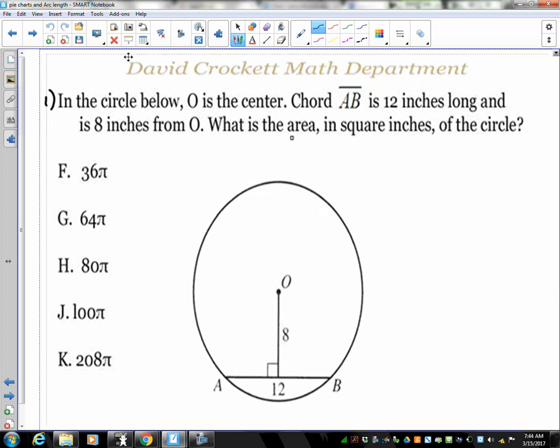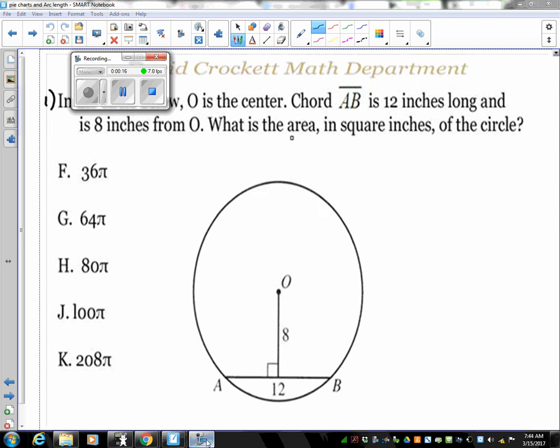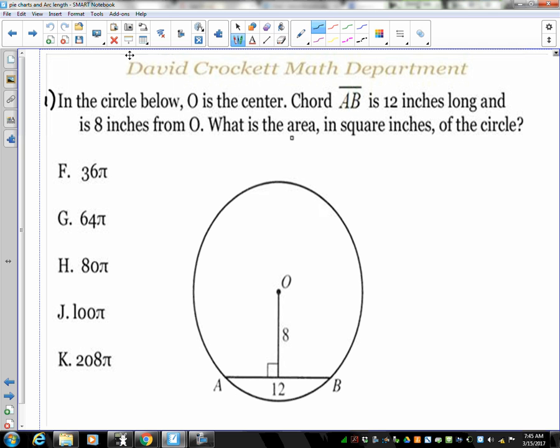On number 1, we have circle O here, and we have chord AB is 12 inches long and is 8 inches from the center O. So we're looking for the area of the circle. So ultimately what I need here for the area is I need the radius.